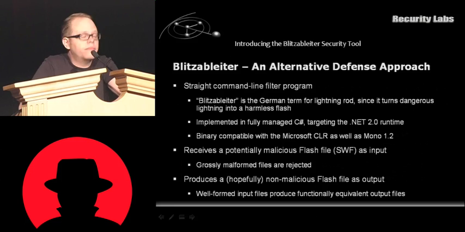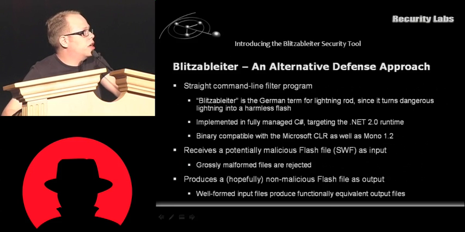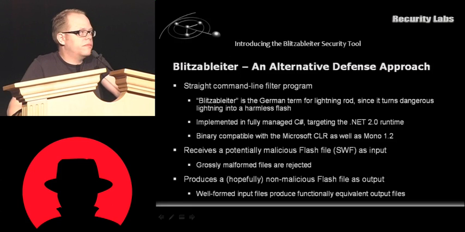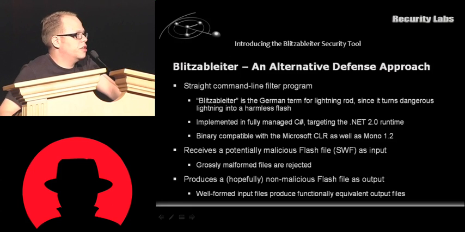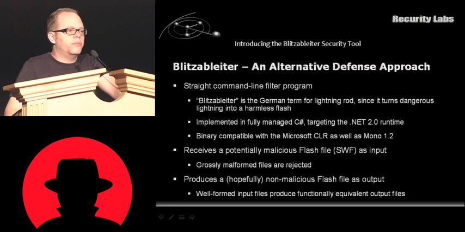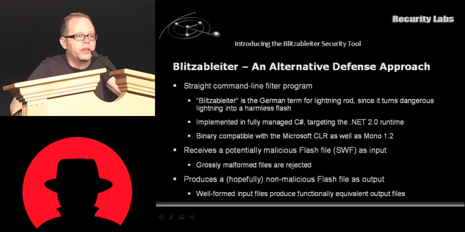So our alternative defense approach, Blitzableiter, comes as a straight command line utility. So you just feed it a Flash file that is potentially malicious as input. If it's grossly malformatted, it's rejected right away because we can't make any sense of it.